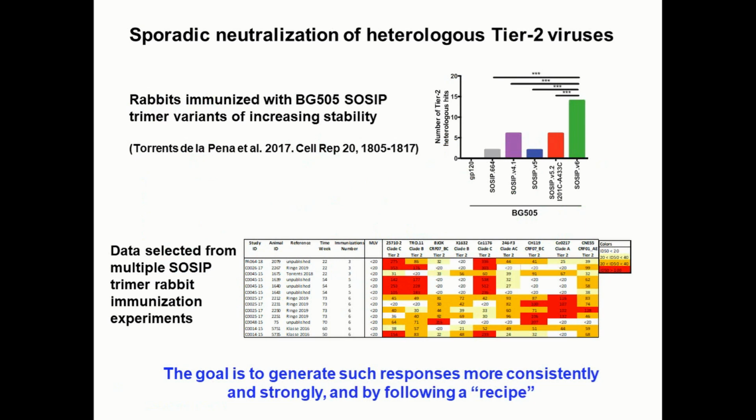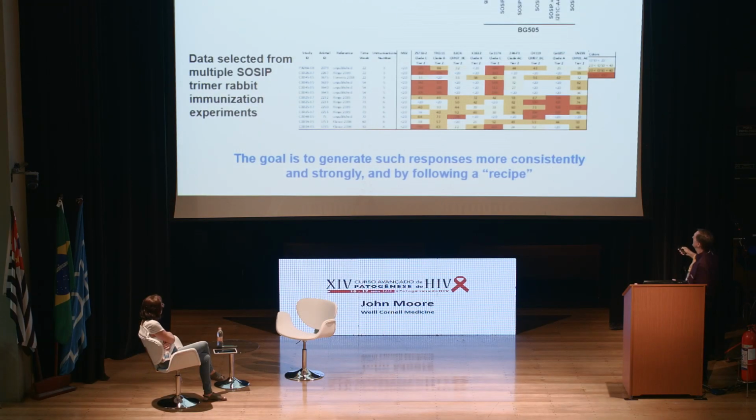So here are some trimers. These are BG505s. These are highly stabilized from Rogier's lab. Sometimes we get red hits in our neutralization assays done by David Montefiori. But we need to get this all red across the board and have a recipe. We need to know exactly how to do this. So we can do it sometimes, and sometimes isn't yet good enough.